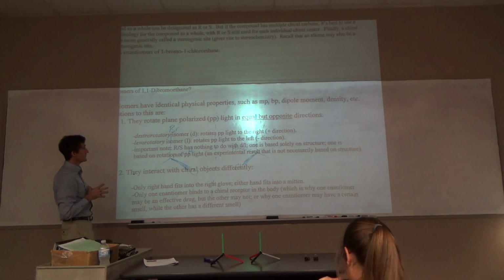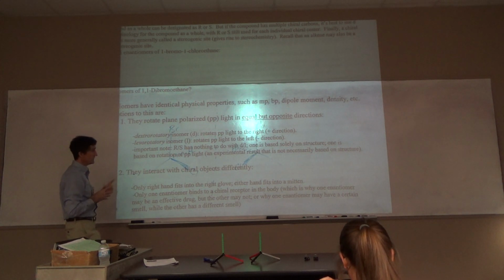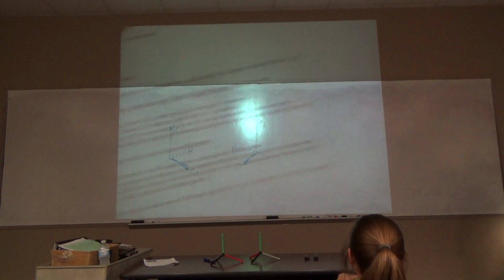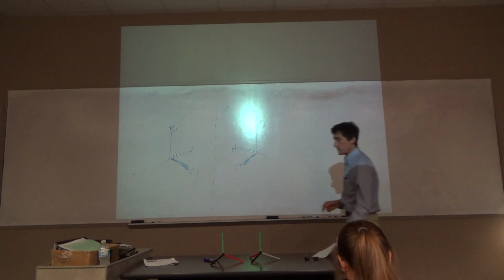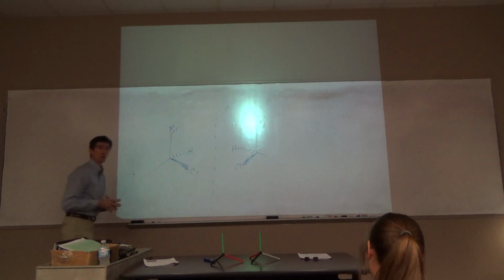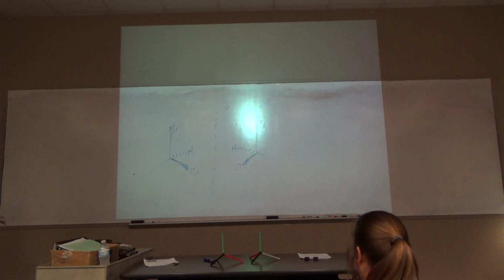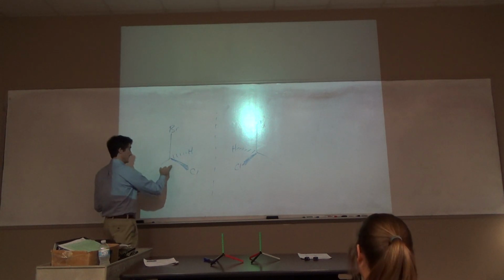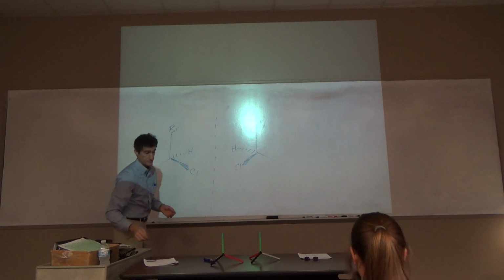Okay. We need to look at R and S. Haven't done that yet. The structures. How can we distinguish them? We give them any names. They're both called 1-bromo, 1-chloroethane. But that doesn't help you distinguish between which is which. What do you want to call this one compared to that one?